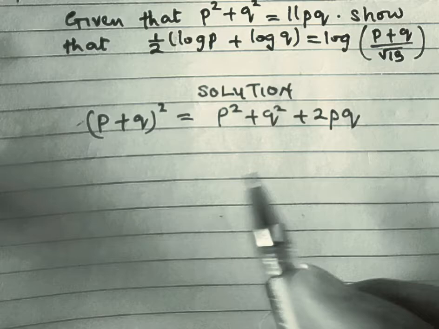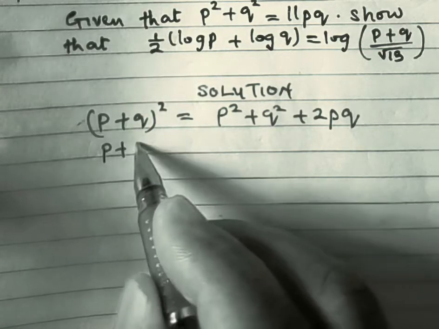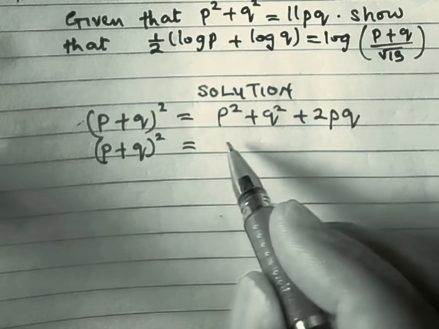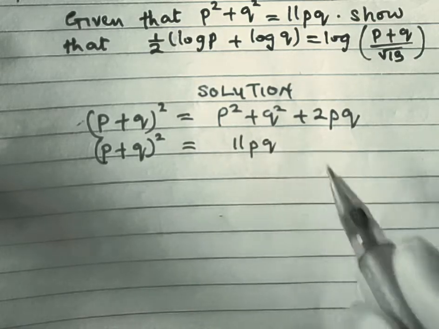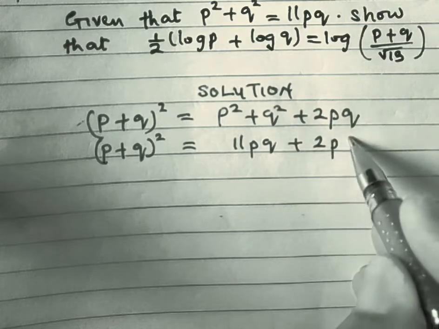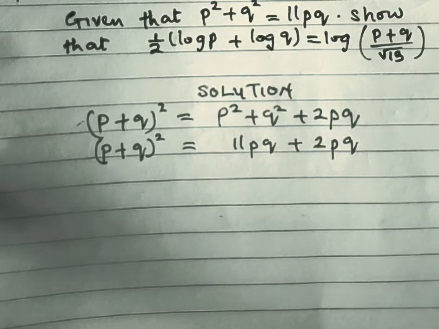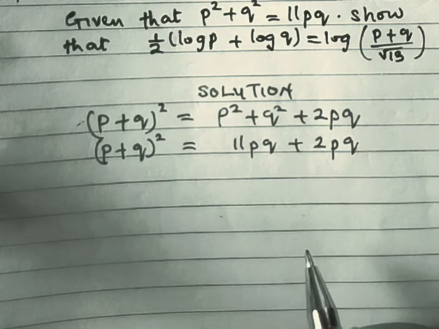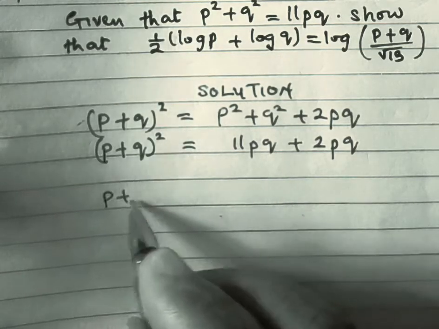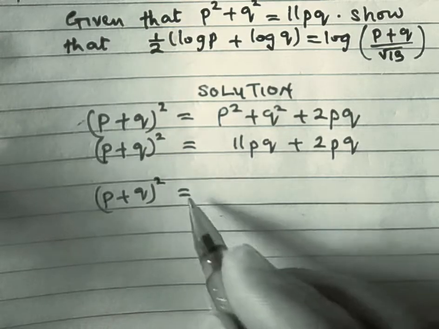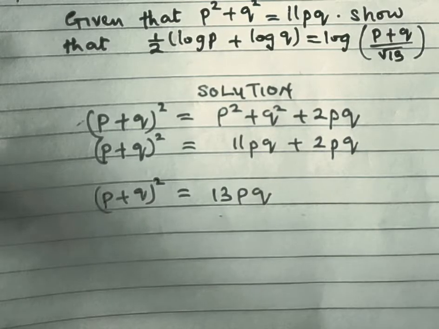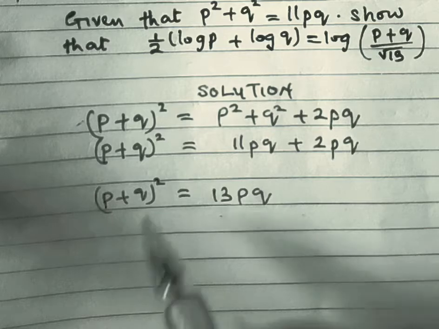So (p plus q) all squared equals 11pq plus 2pq. Now we can add 11pq and 2pq together, and then we have (p plus q) all squared equals 13pq. Now we can take the square root of both sides in order to get rid of this square.